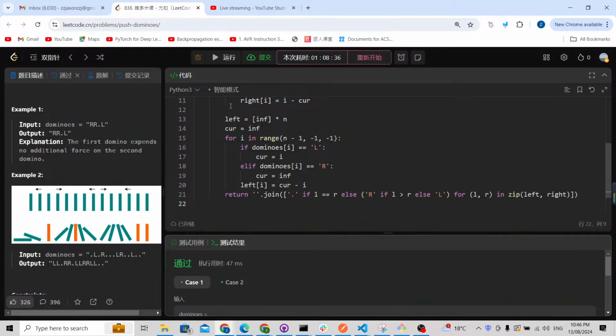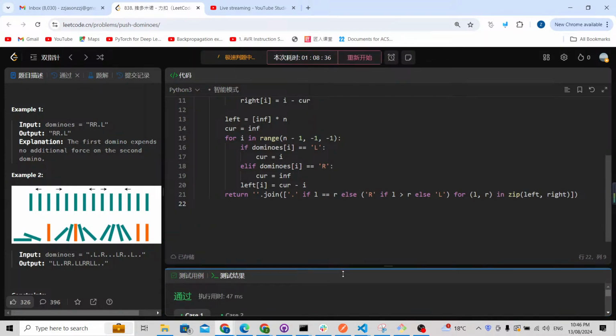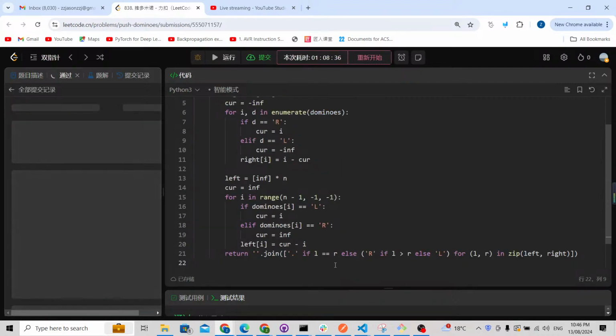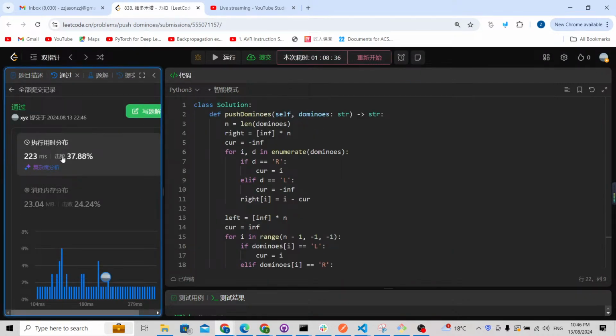Yeah, as you can see, it works. Now let me submit it. As you can see, it passed all testing phases, and it's pretty fast.